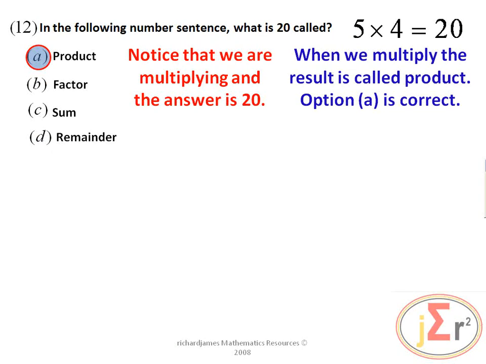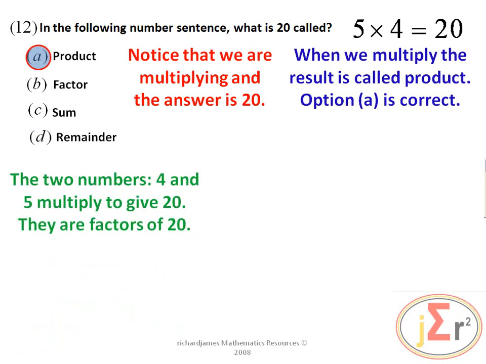No, we do not operate like that. The two numbers, 4 and 5, multiply to give 20. They are factors of 20. So 5 times 4 is equal to 20. So 5 and 4 are factors of 20. So 20 is a multiple of 4 and 20 is a multiple of 5. Right. So these two are factors of 20, but 20 is a multiple of these two.